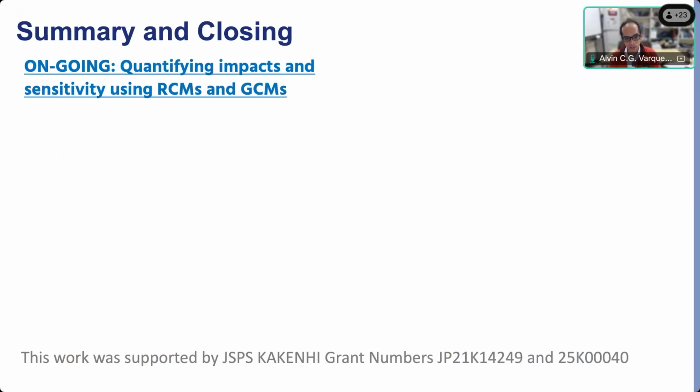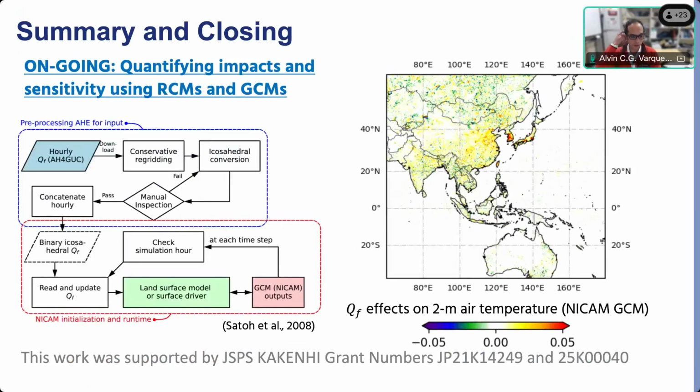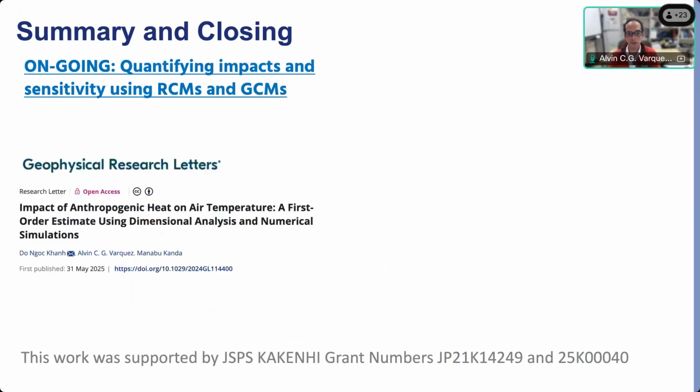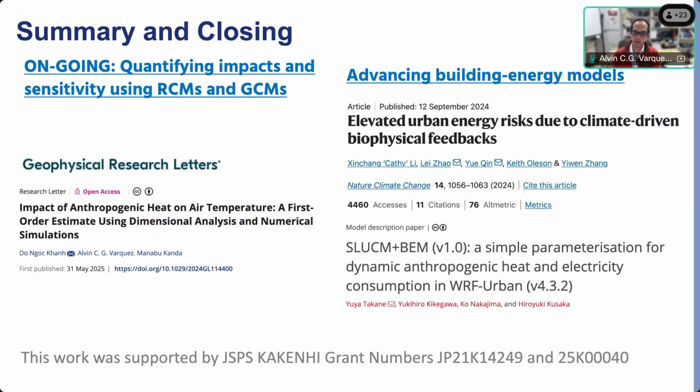So how is this being used now? We have a student who's using a regional climate model, feeding our data set into that. We are also working on a GCM model, prescribing this data set into the GCM model. And then we also have other works and other collaborators who are trying to improve their building energy models with this data set. So I hope this is just a brief summary, but I hope that I was able to impart some knowledge into this.